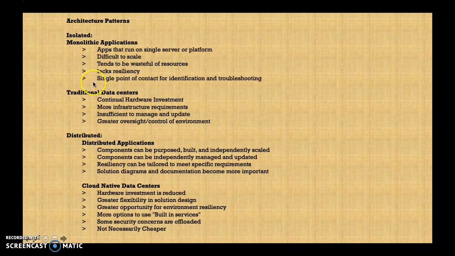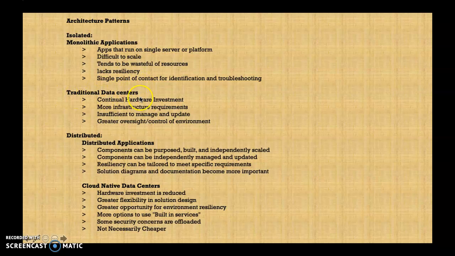It lacks resiliency. It can be a single point of contact for identification and troubleshooting. Like there can be a lot of issues within a monolithic application. Some application, for example, some mainframe based application or some Sybase kind of old database, where it is difficult to scale, and then you have a lot of issues around it. That is one kind of isolated pattern that you have.